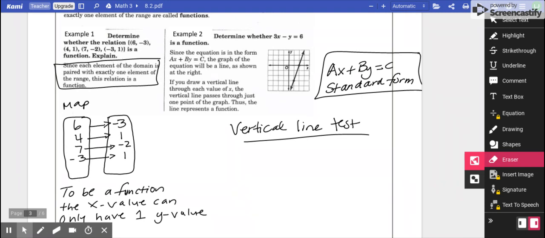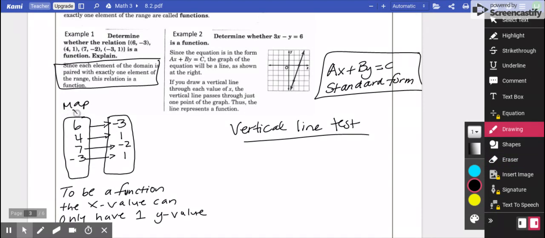In order for them to be considered a function, the x values can only have one y value, okay? So here's what I mean by that. I went ahead and mapped out my x values. Let me just label it really quick. My x values were 6 to -3, 4 to 1, 7 to -2, -3 to 1. Okay, so for every single one of these x values, I only have one y value.